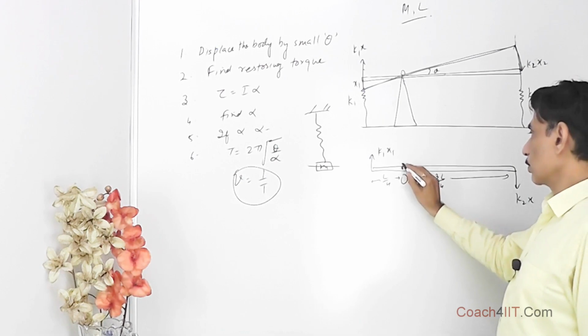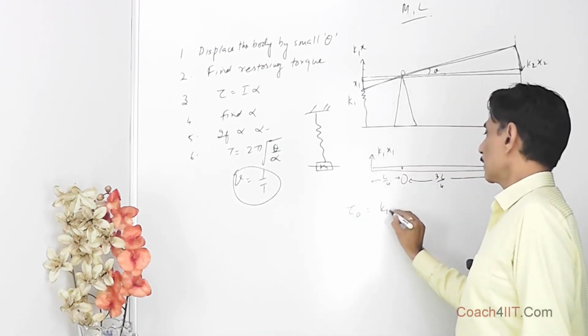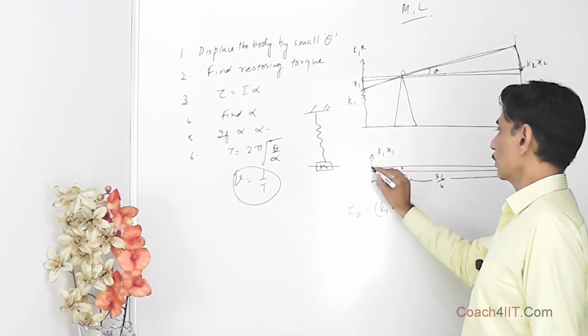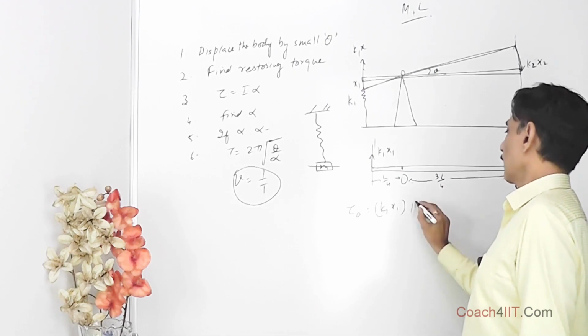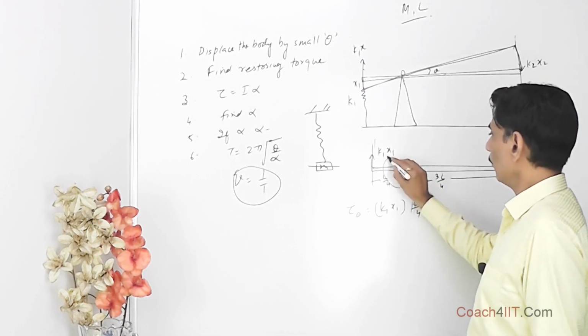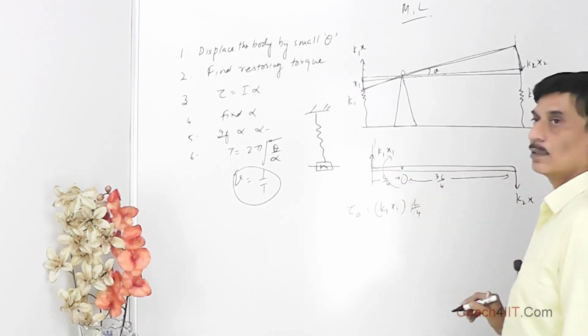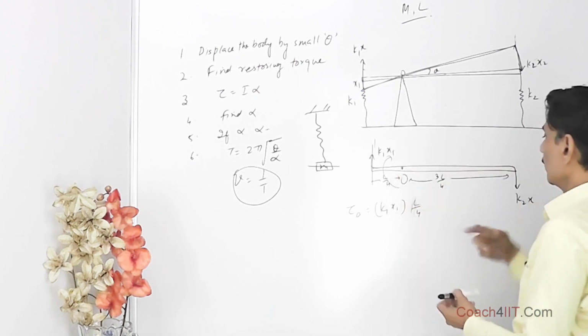So we find the torques about O. The torque about O is k1 x1, the force, into the perpendicular distance of the line of force from the axis, that is k1 x1 into L by 4. This is trying to rotate it in the clockwise direction. The torque of this other force is also trying to rotate it in the clockwise direction.